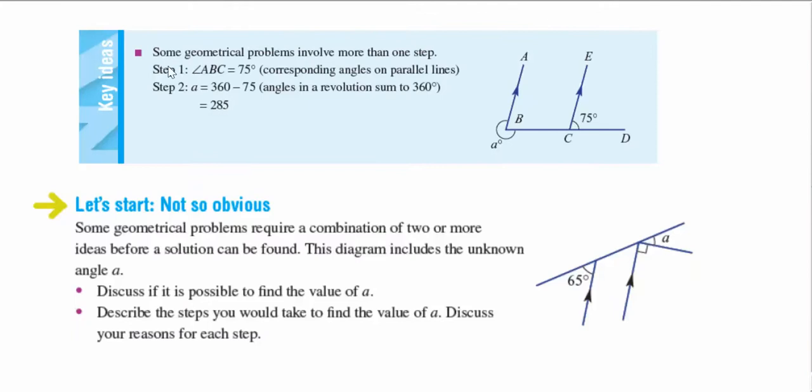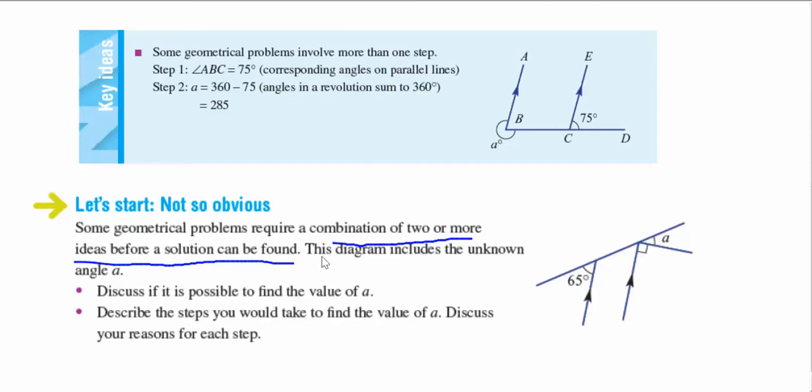All right, so here are some key ideas. Some geometrical problems involve more than one step. What that means is that sometimes you might have to find one, two, or three other angles before you can actually find the answer that you're looking for. Let's go down here. I want to read this information again. Basically, it's just what I said. Some geometrical problems require the combination of two or more ideas before a solution can be found. All that is basically saying is that you sometimes need to find other angles before you can find the specific angle you are after.